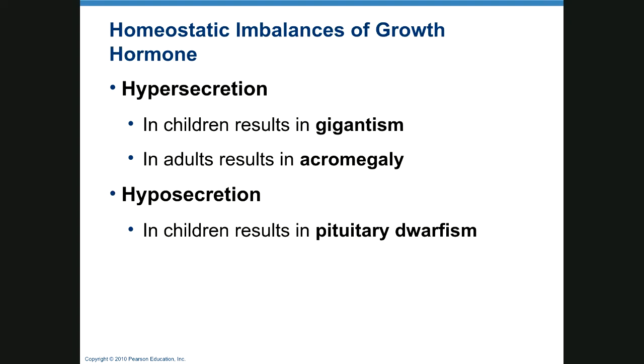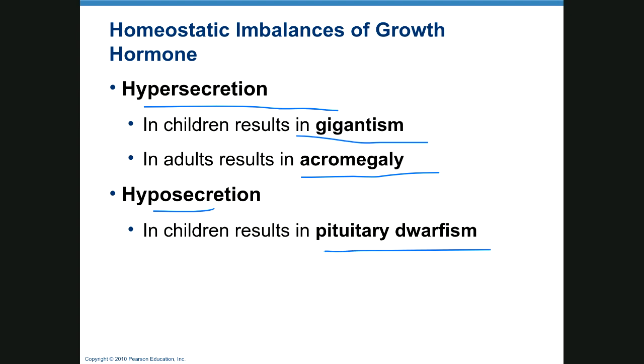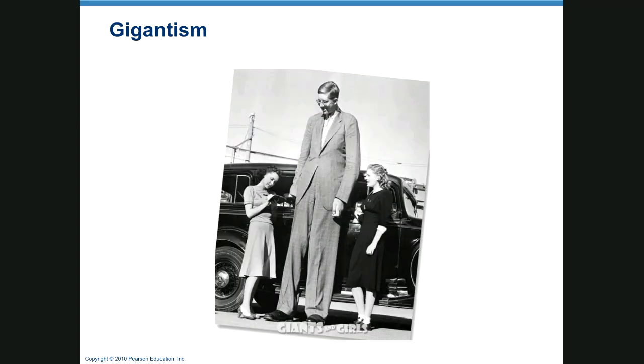Okay, now if one has hypersecretion of growth hormone, in children you get gigantism. In adults, acromegaly. Hyposecretion is, in children, you get pituitary dwarfism. Okay, this guy is a giant. He has gigantism. If you notice, his shoulders, they're not broad enough for his height.